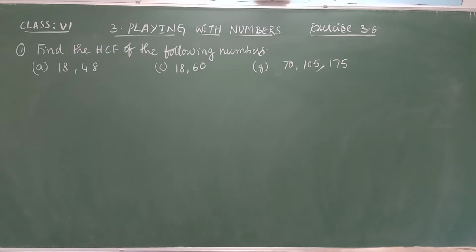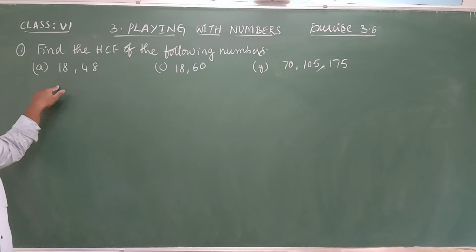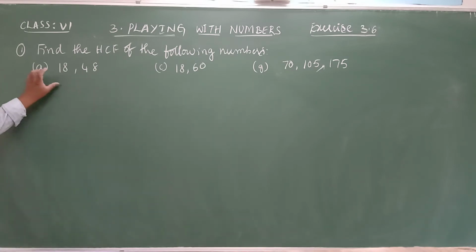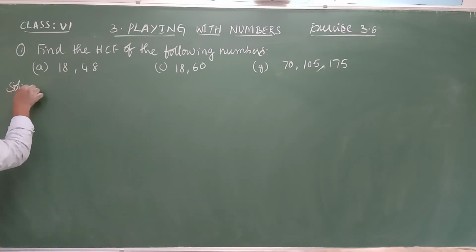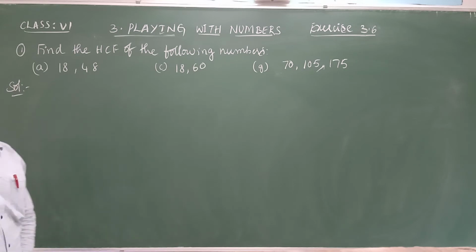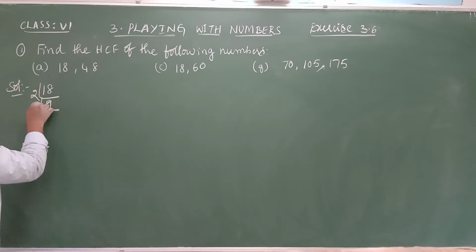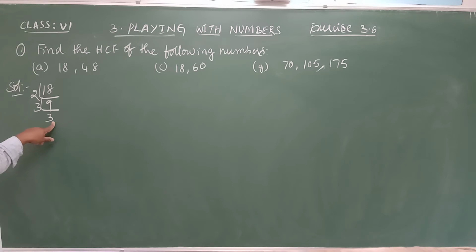Now we will discuss exercise number 3.6. First bit, find the HCF of the following numbers, that is A, 18 and 48. So here I am going to use the prime factorization method. So prime factors of 18: 2 nines are 18 and 3 threes are 9. So 3 we got as the last number, which is a prime number, so our prime factorization is over.